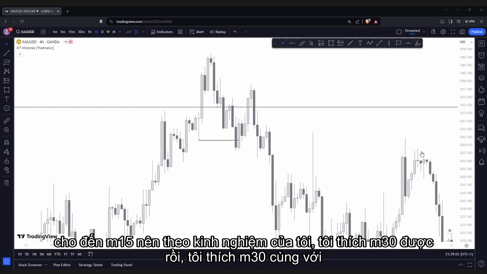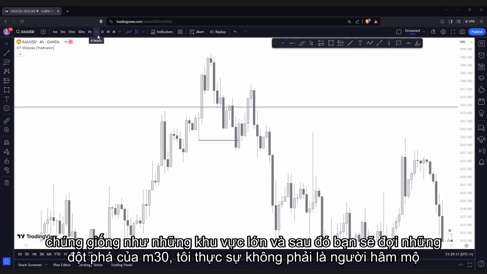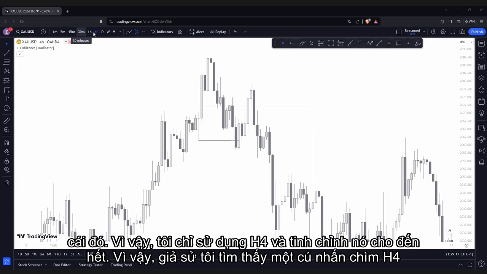So from my experience, I like the M30. Okay, I like the M30 alongside with the M5. This is like my favorite setup. Okay, as well as H1 M15. I do not use the H4 engulfing since they are like big zones, and then you're gonna wait for M30 breakouts. I'm not really a fan of that. So I just use the H4 and refine it all the way down.